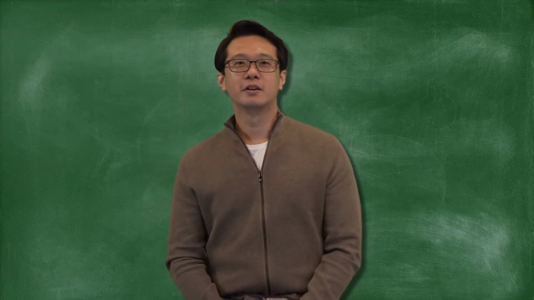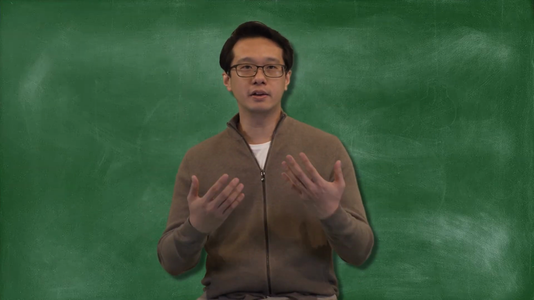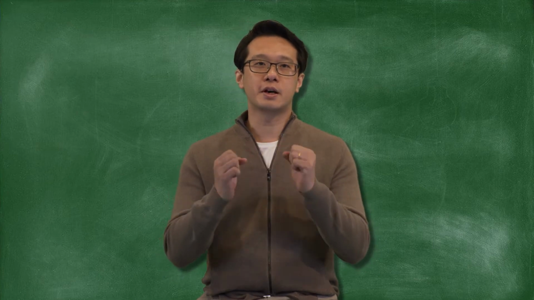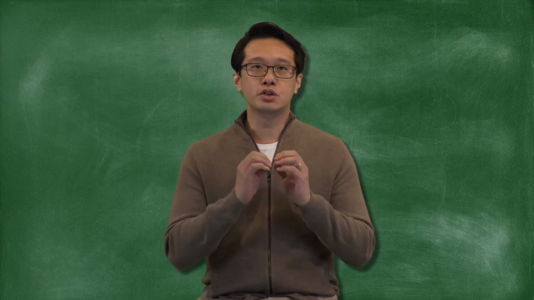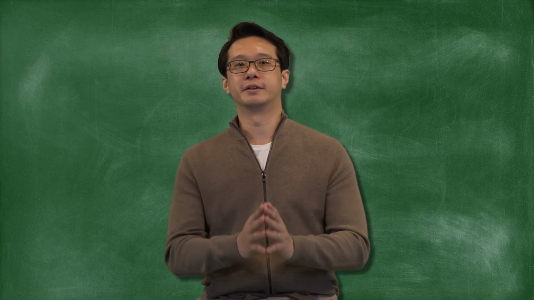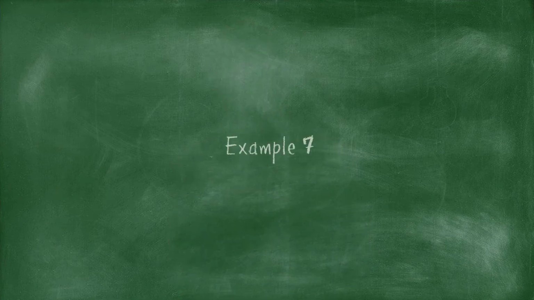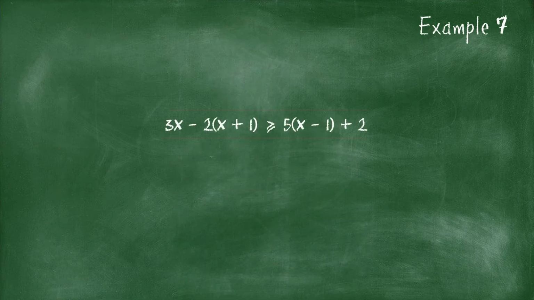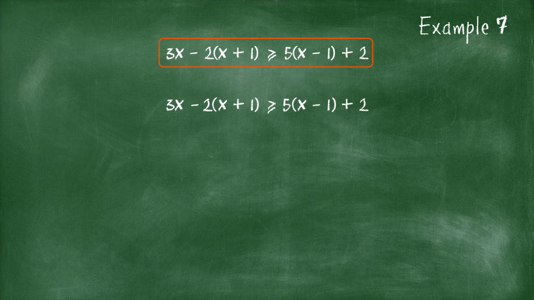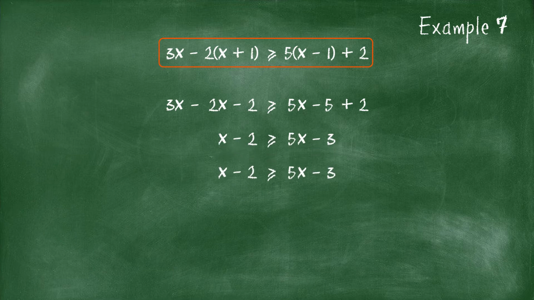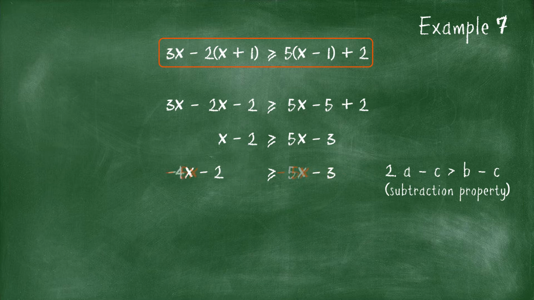Hi everyone! Now that we have gone through how to apply the individual properties, let's solve some examples that combine the usage of various properties together. In example 7, the obvious step to take first is to expand the brackets and simplify both sides individually. Using the subtraction property, we group x to the left of the inequality by subtracting 5x on both sides, eliminating 5x from the right.